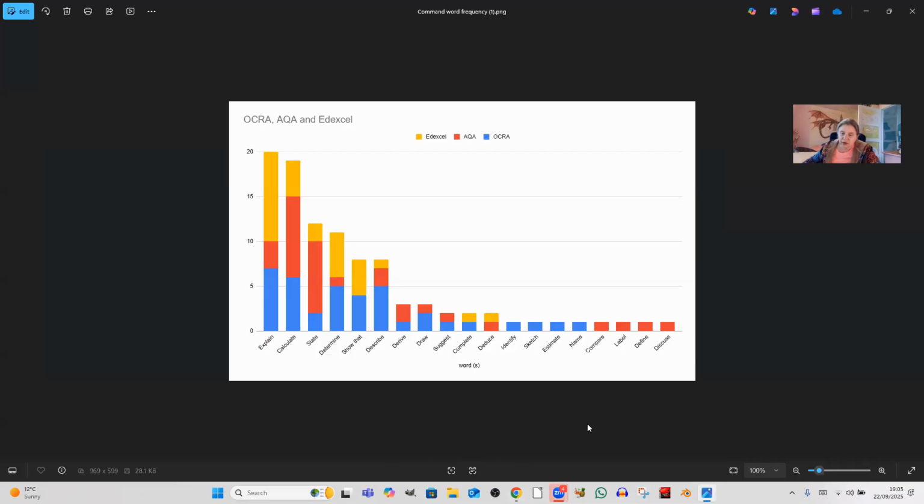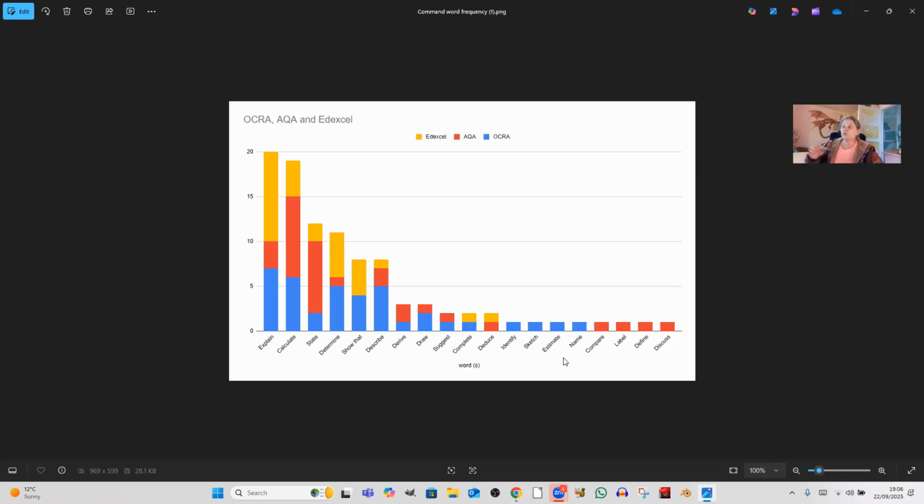Right, so this picture is very anecdotal. It's one paper for Edexcel, one paper for AQA, and one paper for OCR. It's not even a whole year's worth of papers. It's one paper each of them. But all I did was go through and do a tally chart of which command words come up most often.